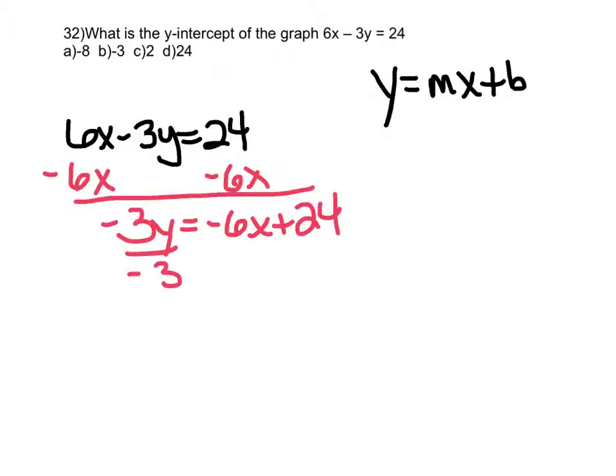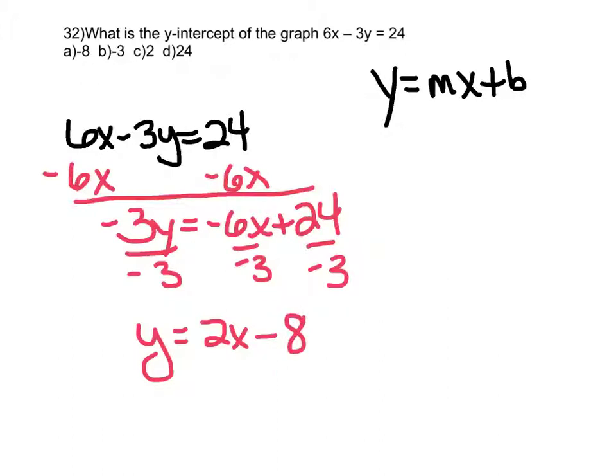I have negative 3y equals negative 6x plus 24. Divide everything by negative 3, and you have y equals 2x minus 8. Our y-intercept is right there. So if you take a look at your answers there, you have negative 8.